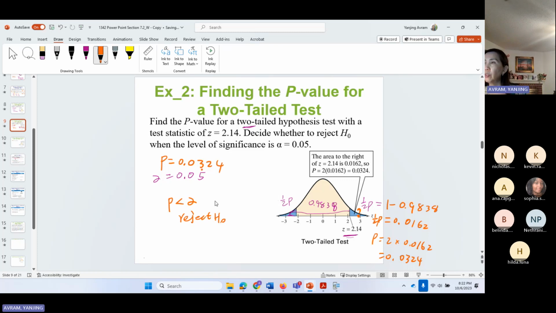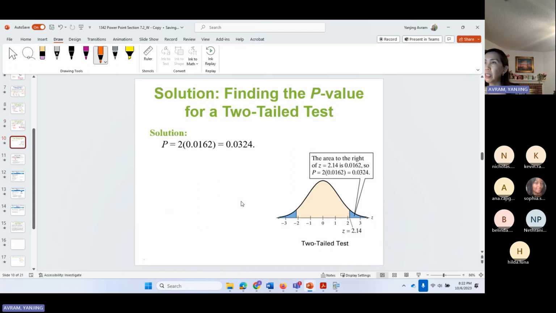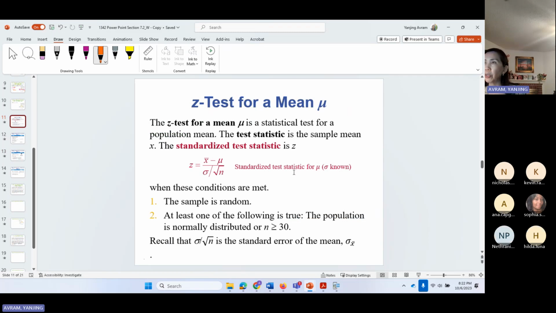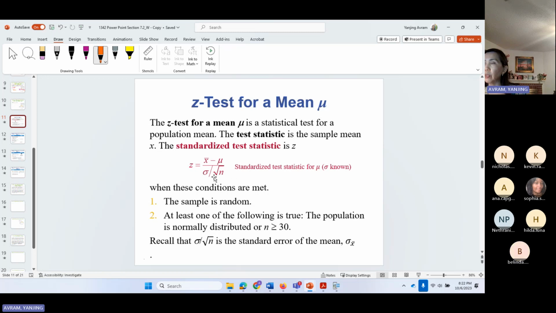All right, so that is giving you step by step how you find the p-value when z is given. Sometimes when z is not given, you will need to find the z-score on your own. Okay, that is the z-test formula: x bar minus mu over sigma divided by square root of n, when n is greater than 1, right? We need to use this one in here.